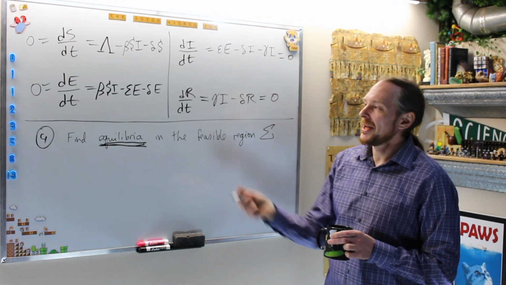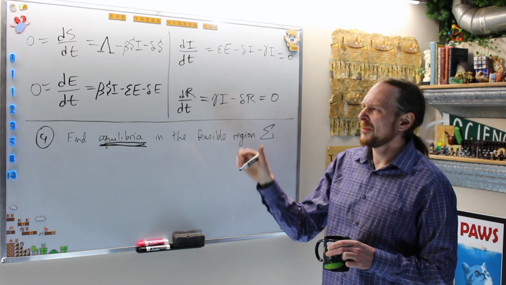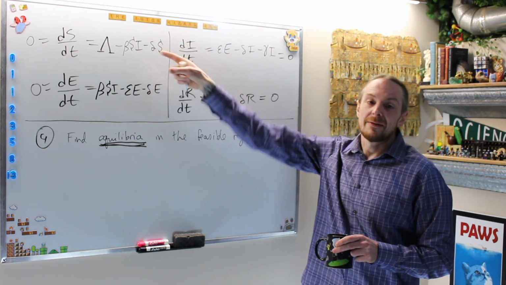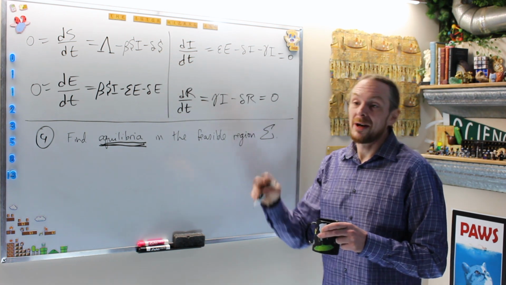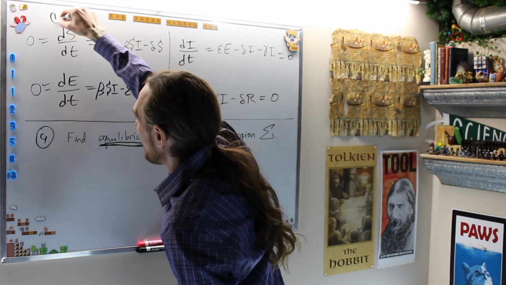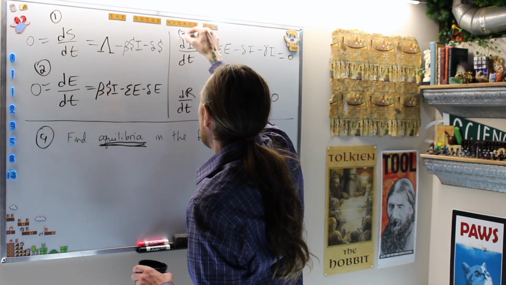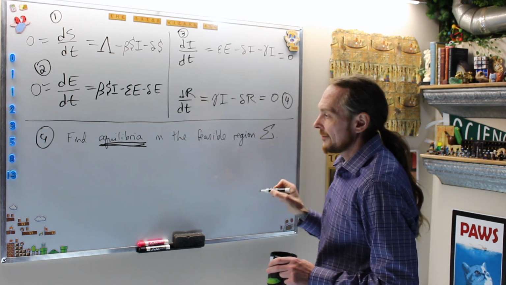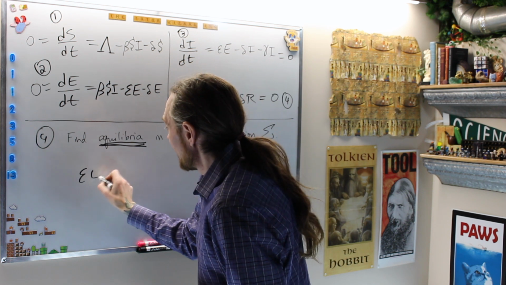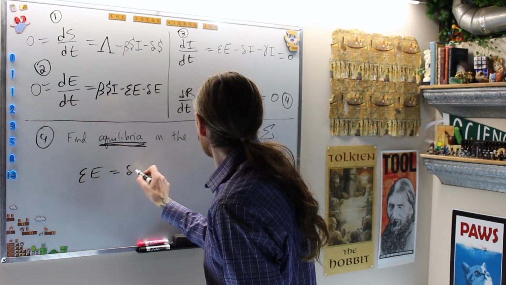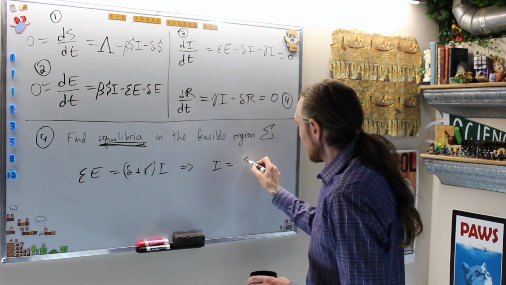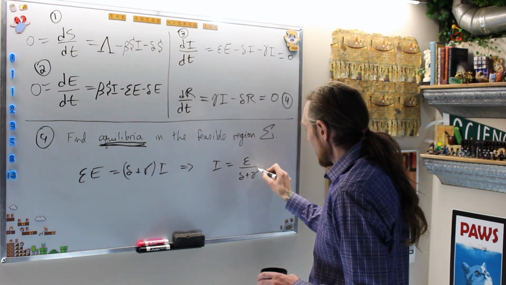We look for when the derivatives are 0, which we'll mark with stars on everybody, to find out when the derivatives are 0 and there is no change anymore, what kind of equilibria do we have? Let's label these first of all: 1, 2, 3, and 4. I can immediately see from this one that because it's 0, epsilon E equals delta plus gamma I, or I is equal to epsilon over delta plus gamma E.